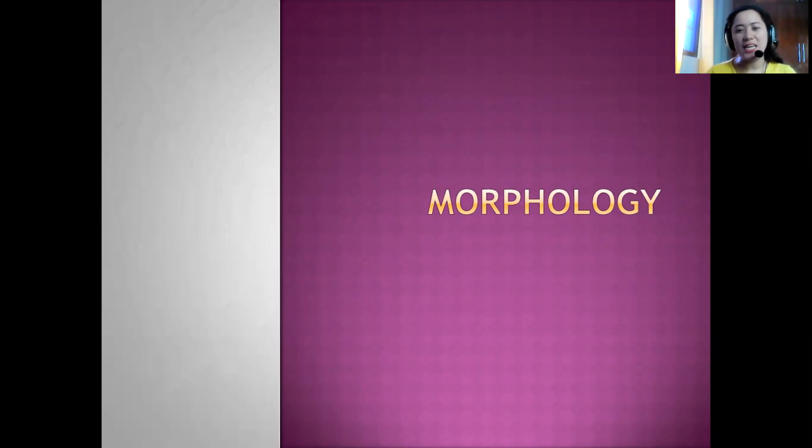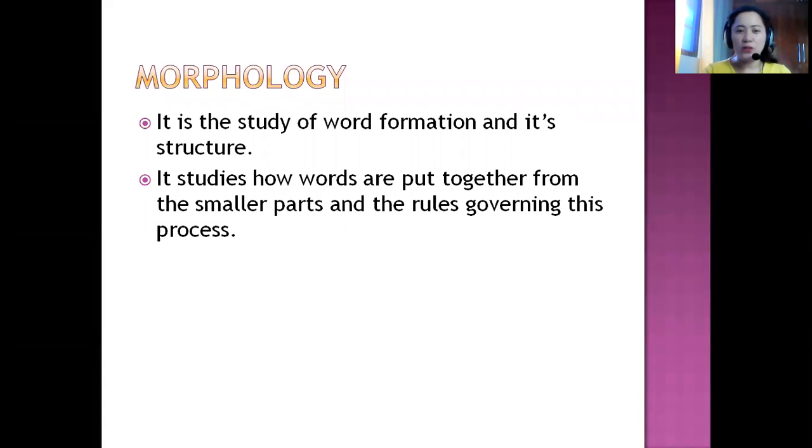Our topic for today is morphology. I know this is quite familiar to you since we have been into this in our previous lecture videos. So what is morphology again? It is the study of word formation and its structure. It studies how words are put together from smaller parts and the rules governing this process. When I'm talking about smaller parts, I am talking about the morphemes. And when I say rules governing this process, I'm talking about the word formation processes.